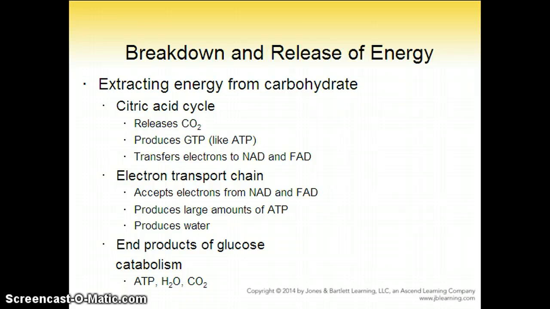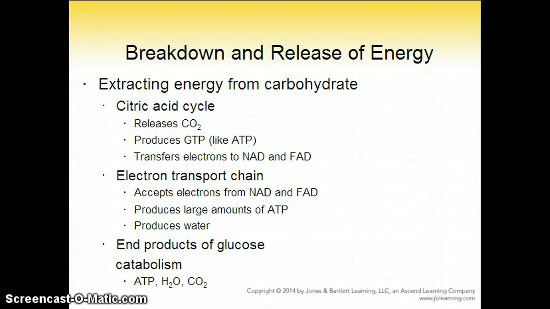Extracting energy from carbohydrates. This is actually known as the citric acid cycle. The citric acid cycle is an elegant set of reactions that proceed along a circular pathway in the mitochondria. It releases carbon dioxide, produces GTP, which is like ATP, and transfers electrons to the NAD and the FAD. And it shows this in figure 8.10 in your book.